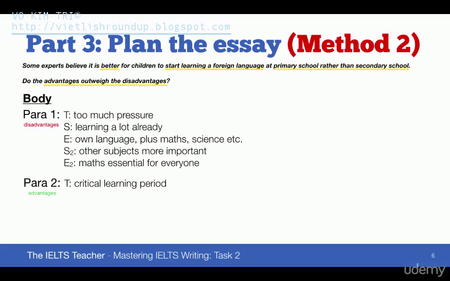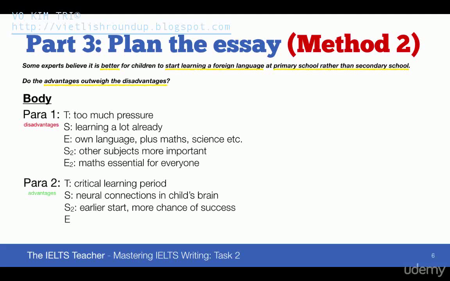Same down below in the second body paragraph. T, S, S2, E2 and R, which stands for result. What is the result? Essentially what we want though is about 5 sentences for each body paragraph. As I said, when we get to the coherence and cohesion section, we'll be able to look at this in a bit more detail. Today, just showing you the basic steps involved in planning your essay.